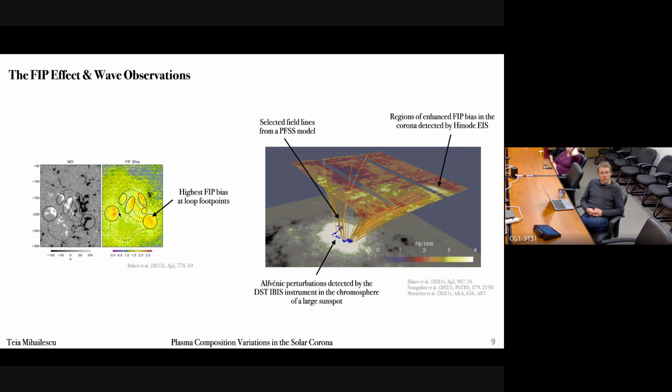And they are magnetically connected to regions of enhanced FIP bias in the corona detected by Hinode EIS. So this gives us confidence that the regions we see have a stronger FIP bias enhancement are magnetically connected to these regions in the chromosphere that show higher signatures of alpha wave activity, which supports the idea that what drives the FIP effect is this process of wave refraction and reflection in the chromosphere driving the ponderomotive force.